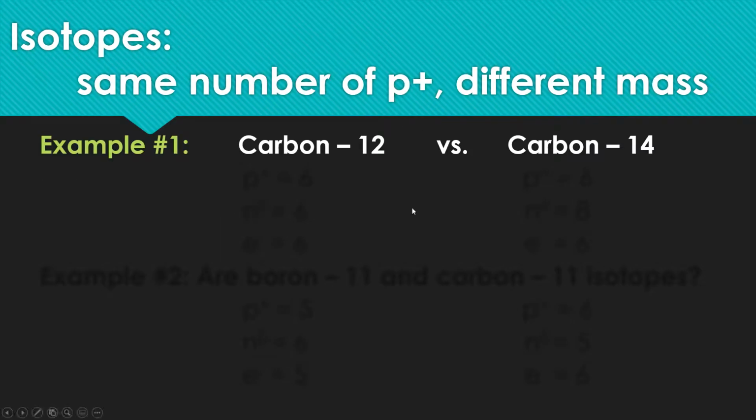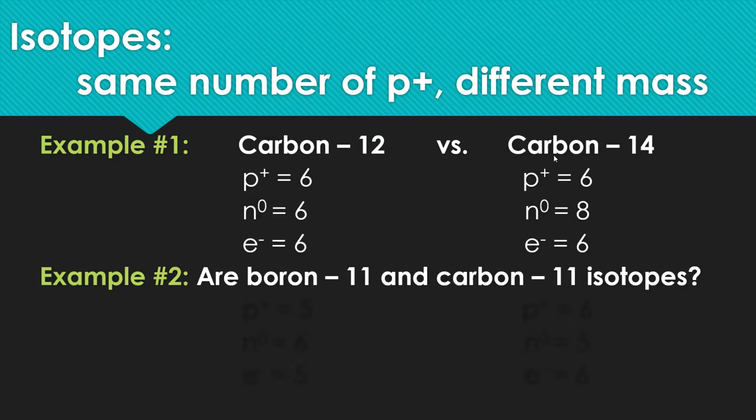Okay, carbon 12 versus carbon 14, are these isotopes or different atoms? Carbon 12 and carbon 14 are both the same element, therefore they are isotopes. They have the same number of protons. It's the neutrons that make them different, and therefore these are isotopes. They will behave in similar fashion because their protons are the same.